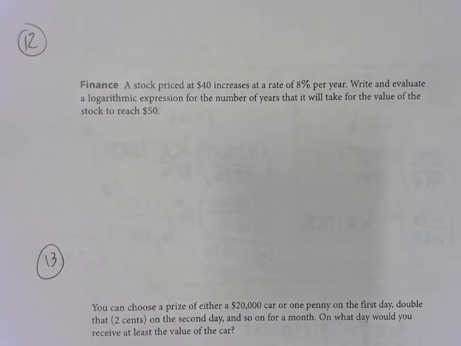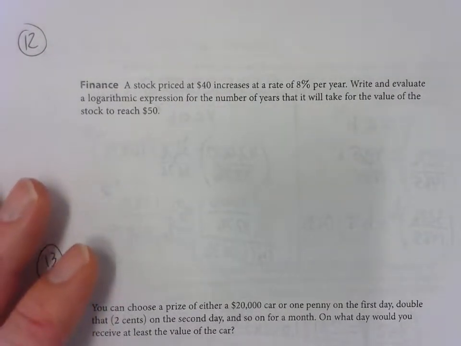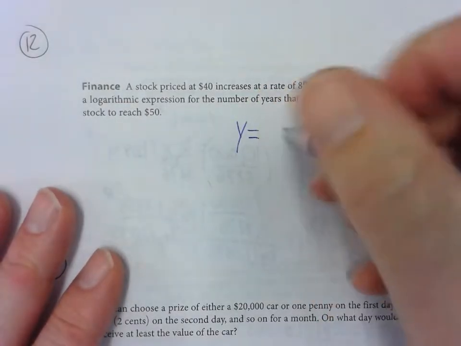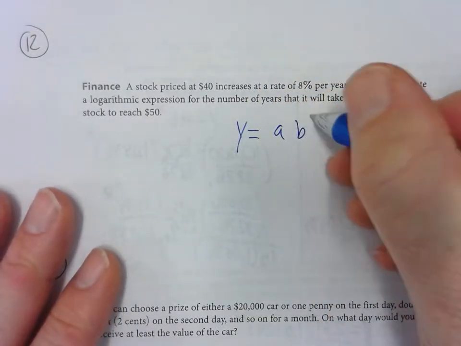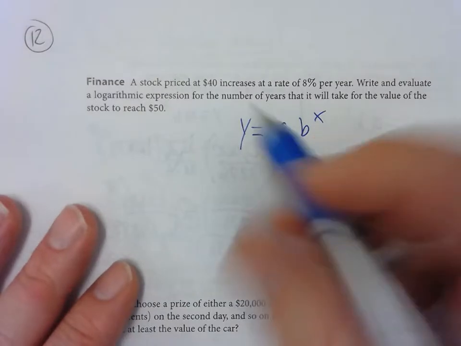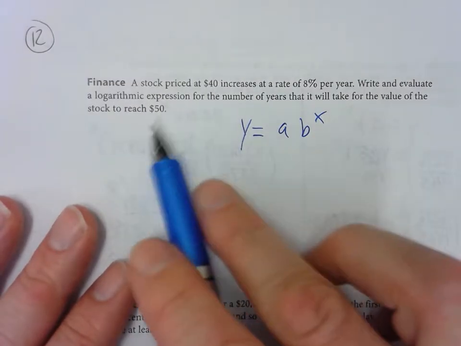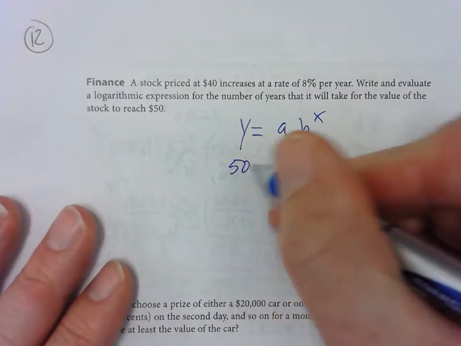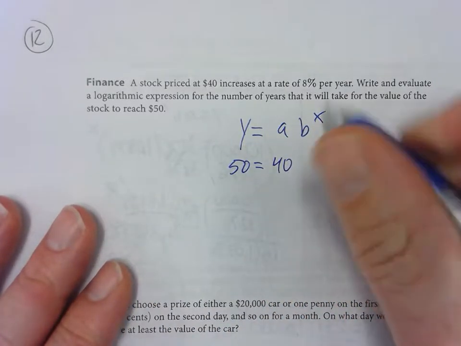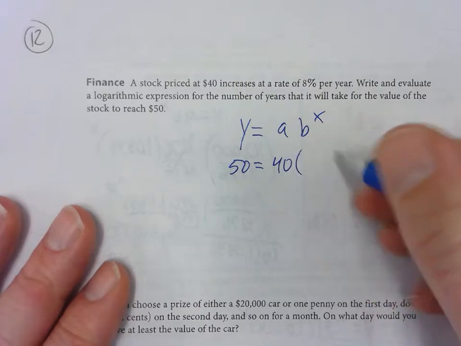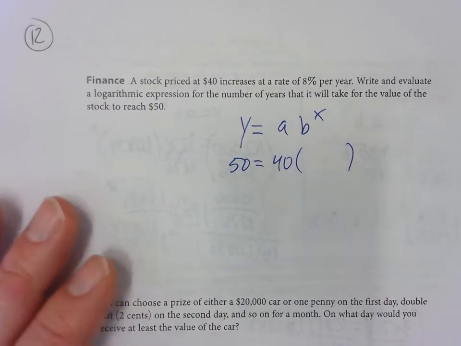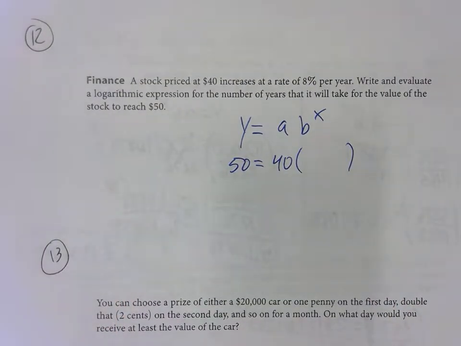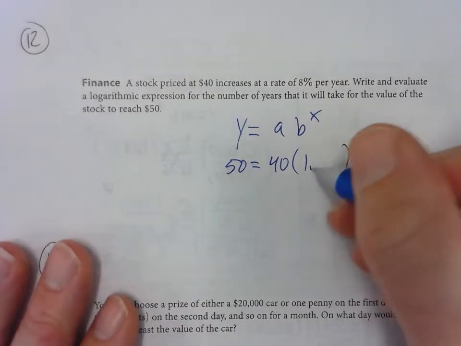Okay. The next one is really straightforward. We have y equals b to the x, and it says we have a stock price of $40 and we're going to change it to $50. So my final amount is 50, my starting amount is 40, and it's growing 8% a year. So we're adding 8 pennies to the dollar. Adding 8 pennies to the dollar would be 1.08.